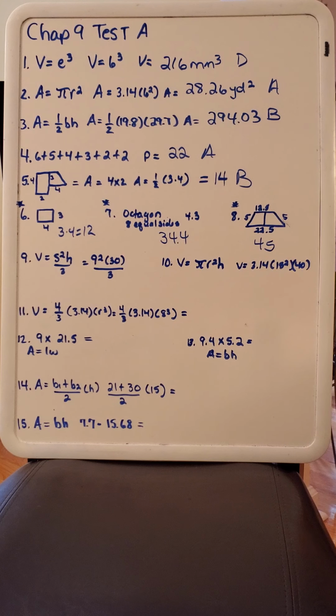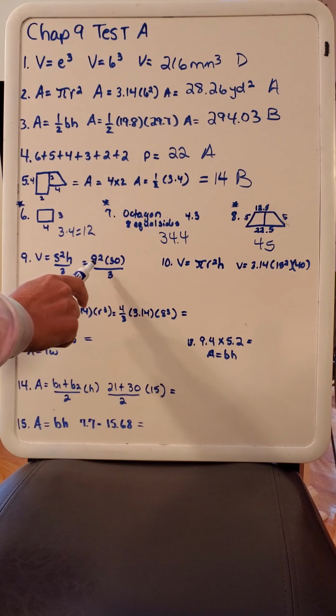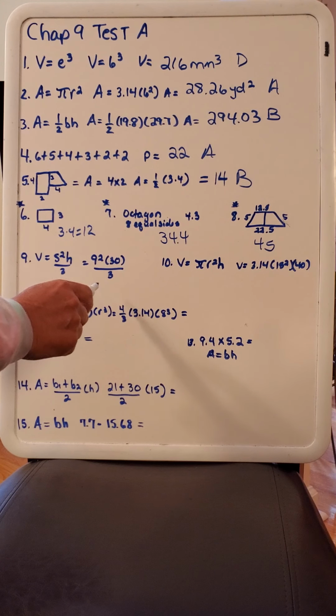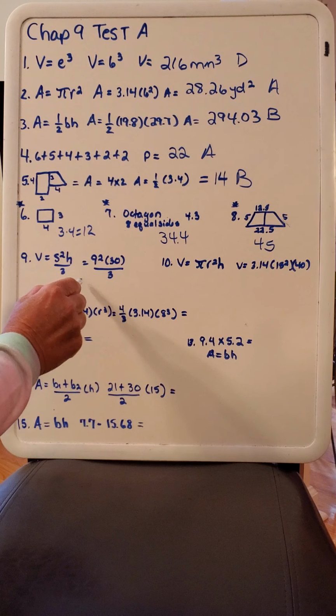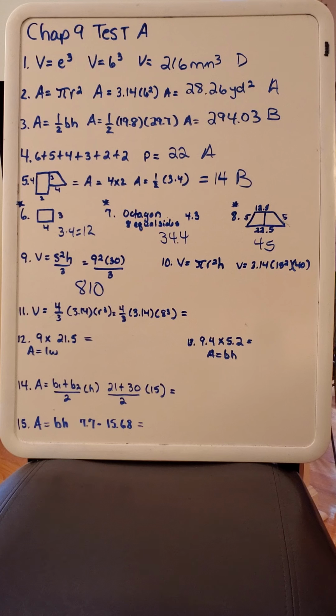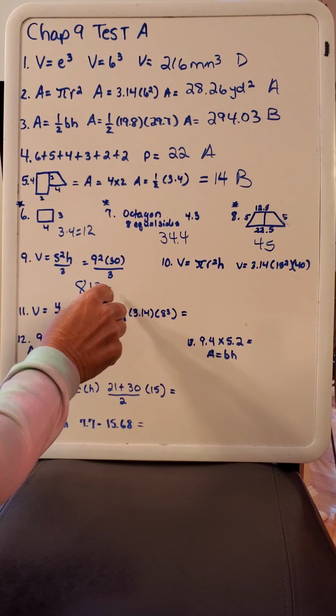Number 9 asks us to find the volume of the square pyramid. So for the square pyramid, it is side squared times height divided by 3. So we're going to do 9 squared, which would be 81. 81 times 30, and then divided by 3 is going to be 810 meters.